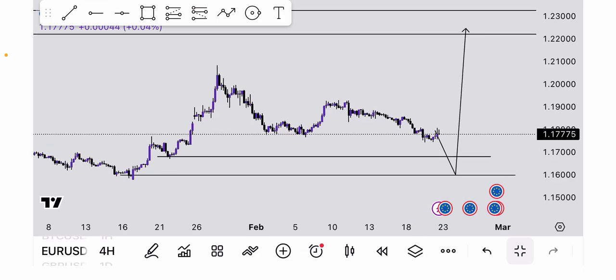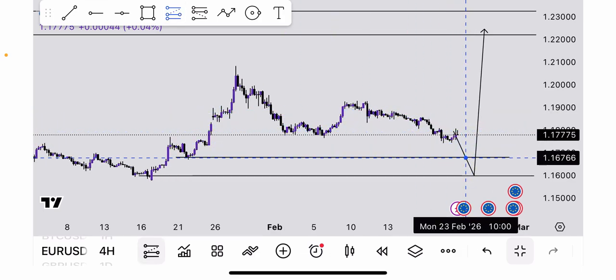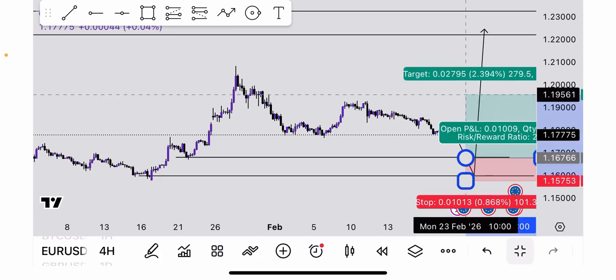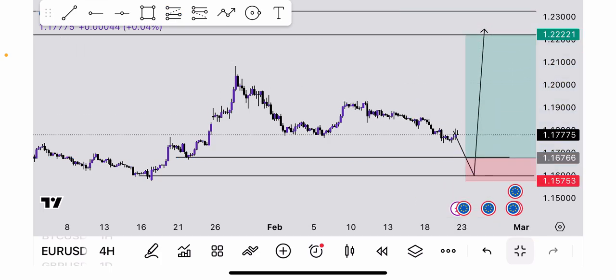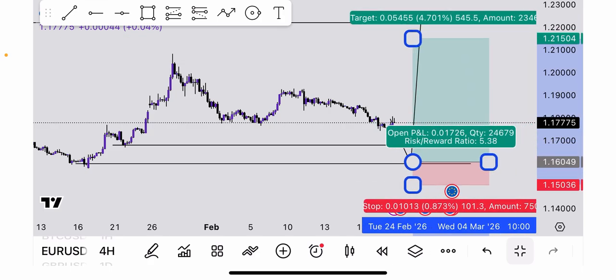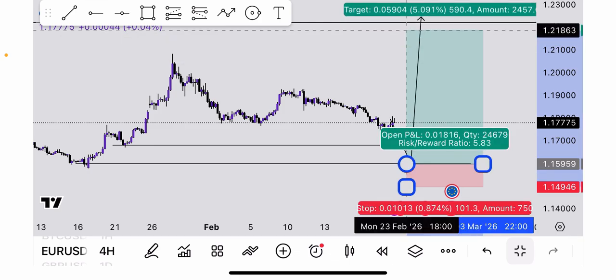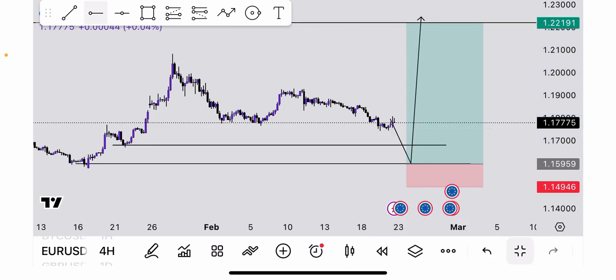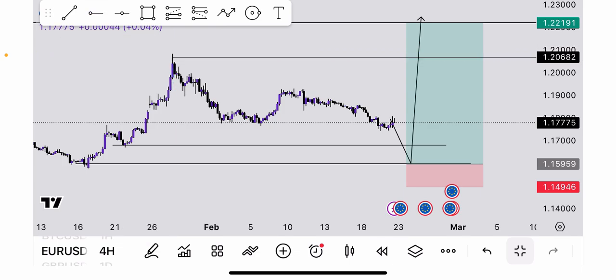Your TP, you can easily put your TP. If the market reverses from this level, you can put your TP here or this place. Or if the market does not take from that level, then going to this place is very much okay. Put your TP here. This place will be your first TP.